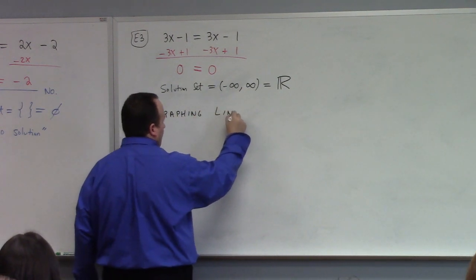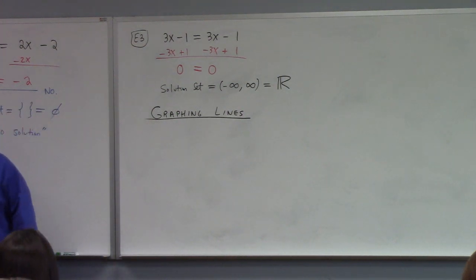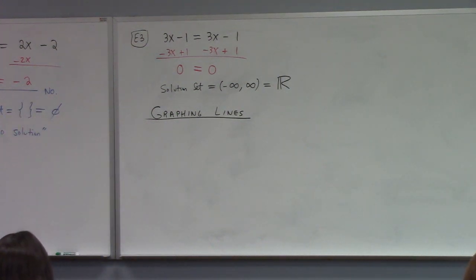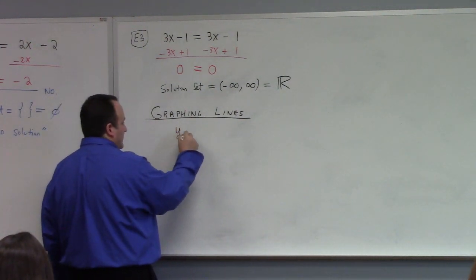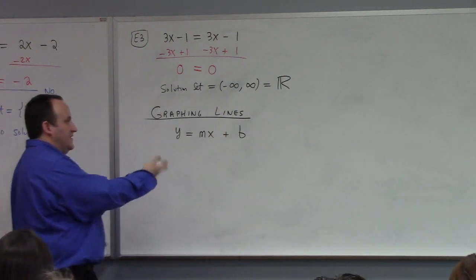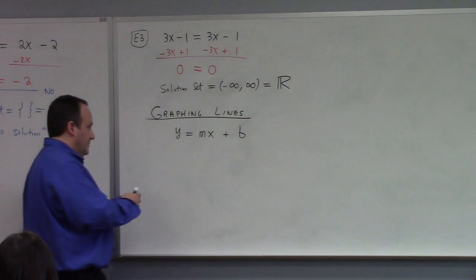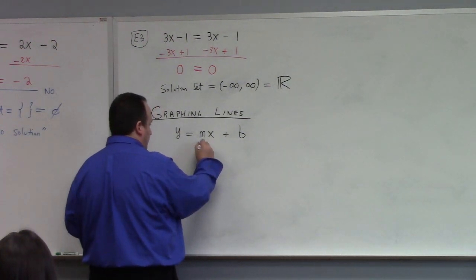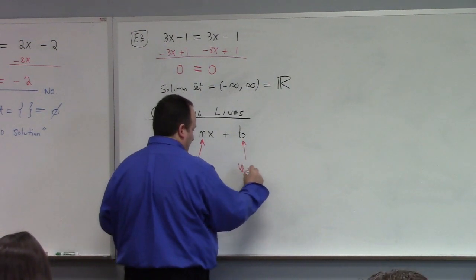Lines. Let's talk about how to graph a line. Okay, so what's a good strategy? How about this? If we have y equals mx plus b, what is this? This is the equation of a line, right? And what is the meaning of m and b? Do you guys remember? Yeah, m is the slope, and b is the y-intercept, right?